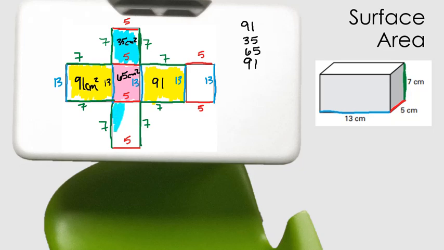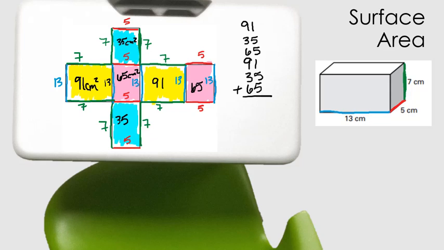And then you have the two blue faces. I guess they're cold, that's why they're blue, right? Would be 35. So add that to your list. And then the two pink faces. Maybe they're embarrassed, that's why they're pink. 65. Oh, I hope you can read that.